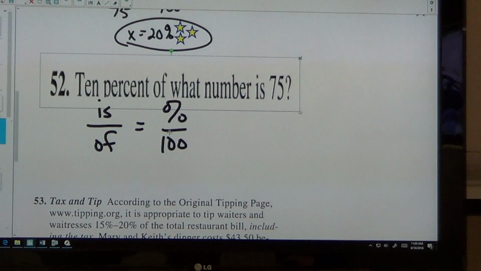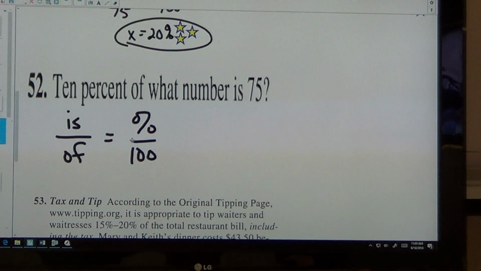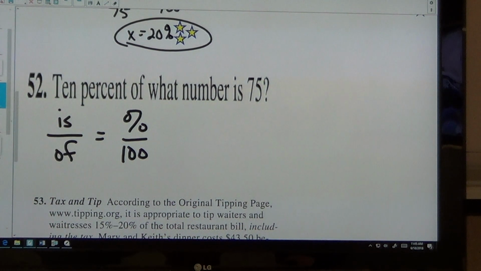10% of what number is 75? Don't holler it out though.